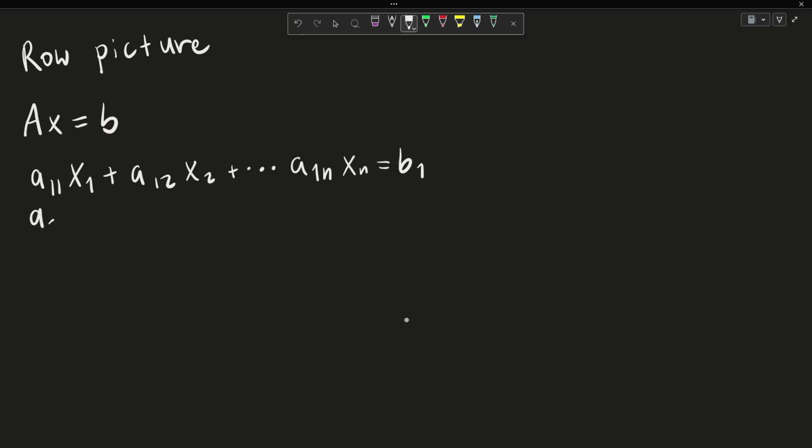Similarly, we'd have A21 x1 plus A22 x2 for all the values in A2.